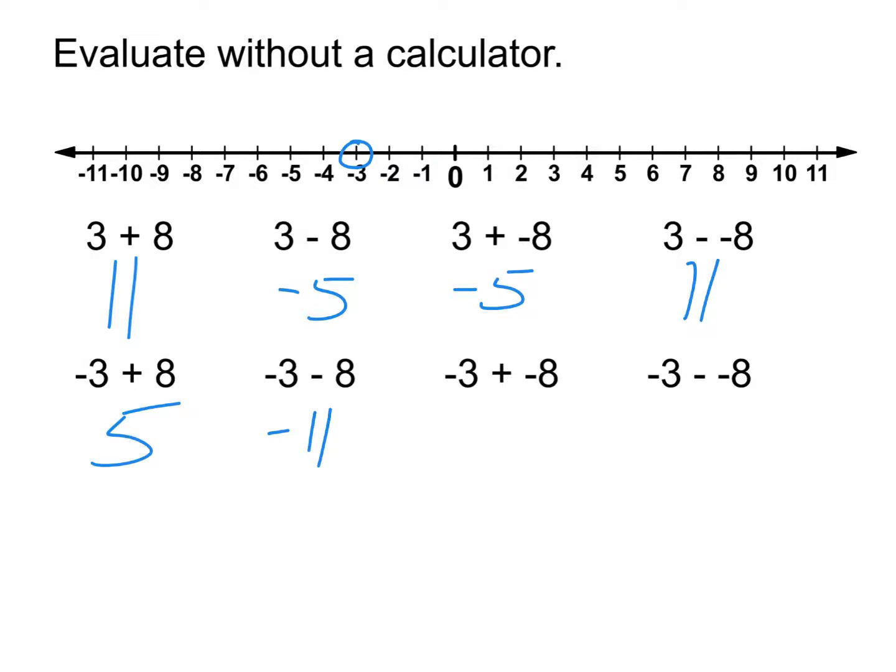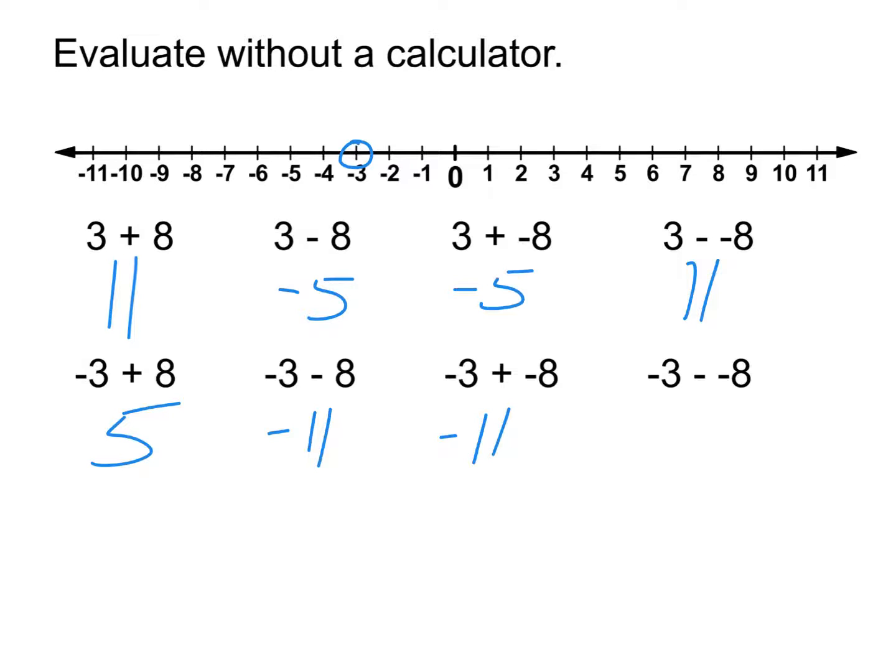Negative 3 plus negative 8. So plus normally means go to the right, but the negative means flip that around the other direction. So this one's going down by 8. And so that one is also negative 11. And then negative 3 minus negative 8. This is one where you've got to deal with all of the negatives all at once.